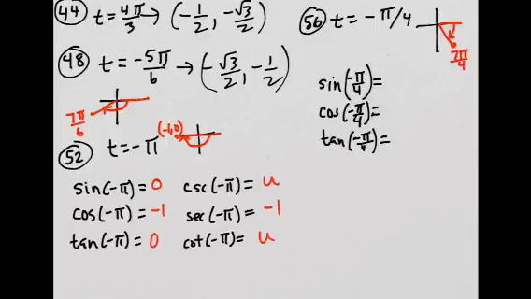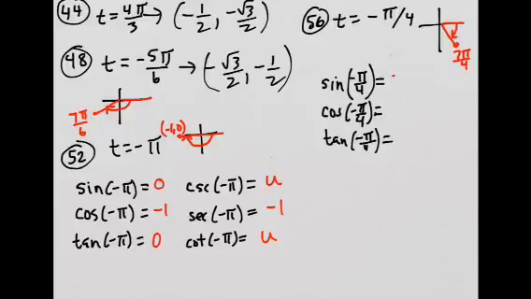So the angle negative pi over 4 is coterminal with positive 7 pi over 4. So they have the same values, the same ordered pair. So the sine would be negative radical 2 over 2. The cosine would be positive radical 2 over 2. And then y over x, you take this number over this number, and you get negative 1.